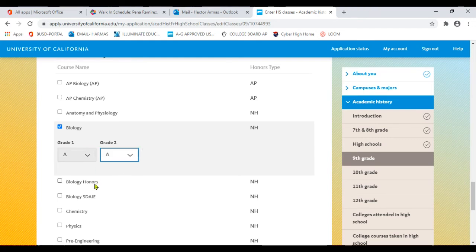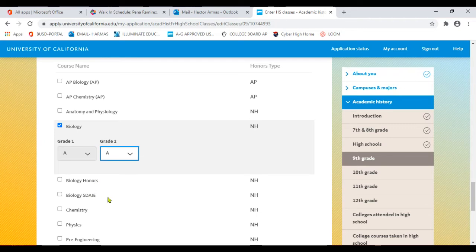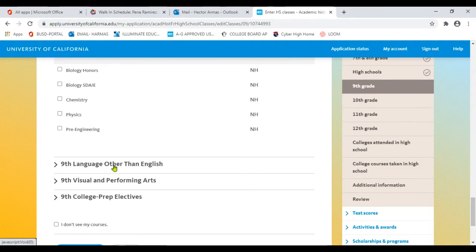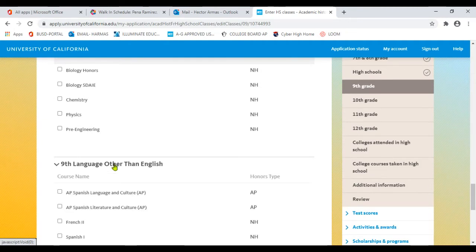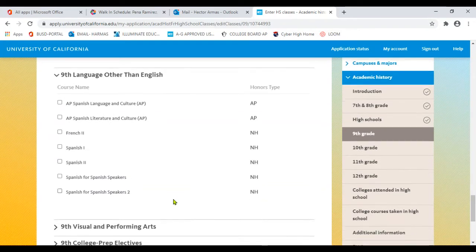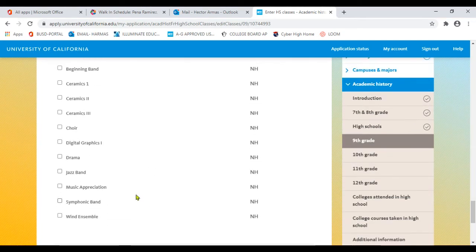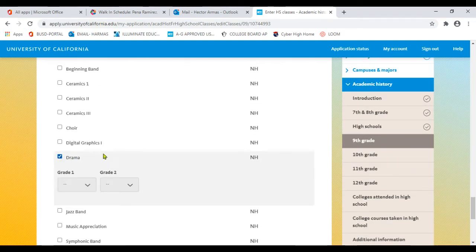If you notice, there's also biology honors. So some of you could have taken biology honors. So we're going to move on now. Foreign language other than English. In this case, I did not take a foreign language when I was a 9th grader, so I'm going to leave that blank. Visual and performing arts, I did take drama. So I'm going to put drama. There it is. I received an A, and I also received an A.